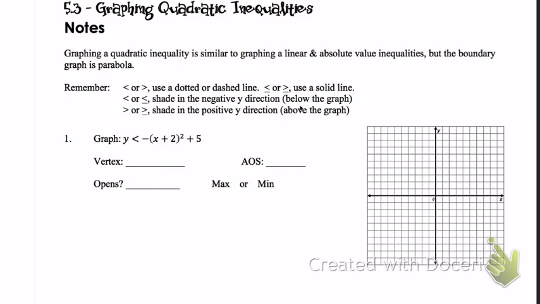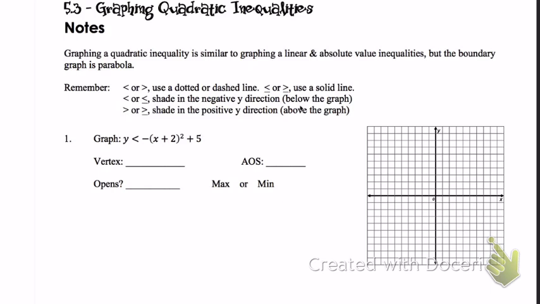And so you can always use the 0-0 test like we did for lines, but it's a lot more straightforward with the quadratic because you either shade above or you shade below. So greater than above, less than below. So for number 1, what form is number 1 in?